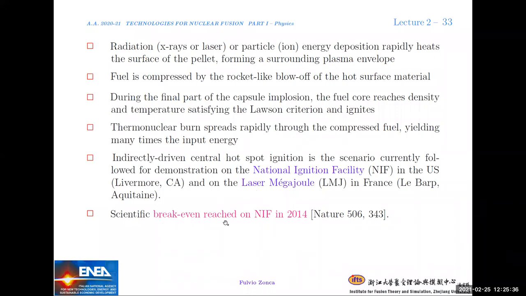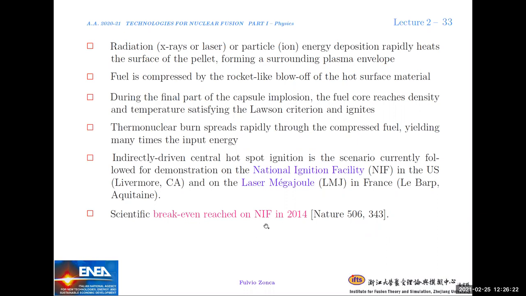So the break even reached by the National Ignition Facility in 2014, you see this in this paper in Nature, is actually a big result. Break even is the condition that has been reached only by equivalent DT fusion reactions in tokamaks. It will be overcome by the Q equal 10 condition that will be the target of ITER, but only in the future. So this break even reached by NIF, by laser ignition, by a laser confinement, okay?